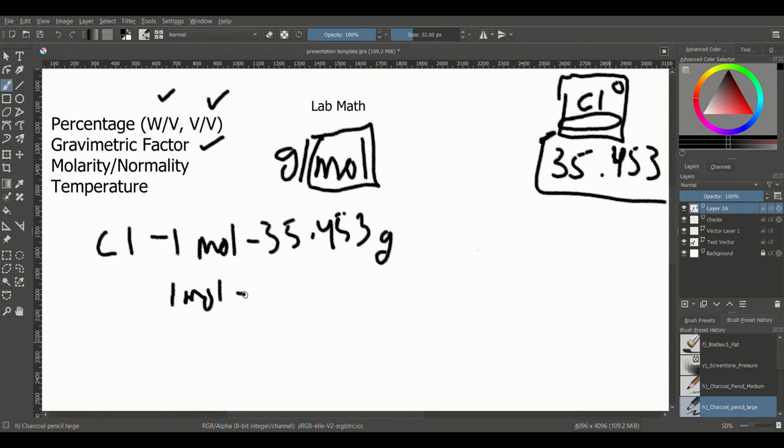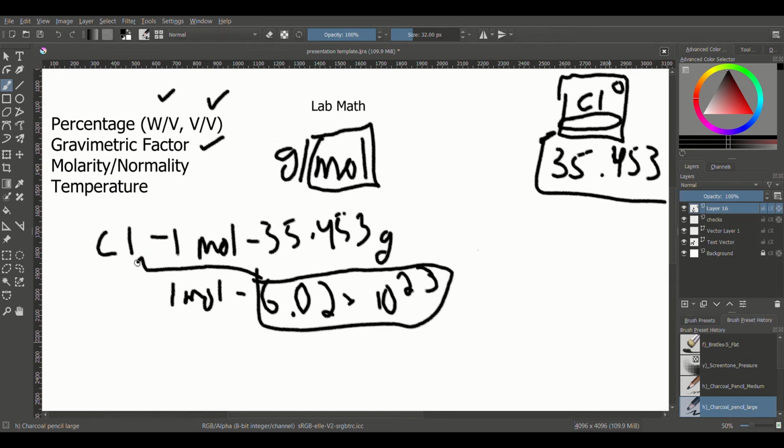is a number of atoms, and the number of atoms that we pick for everything in order to standardize it is Avogadro's number. You don't have to remember that, but it's 6.02 times 10 to the 23rd, which is just a really big number. That's a bunch of atoms. So this number of atoms of chlorine is 1 mole, and it weighs this much. So this many atoms of chlorine weighs 35.453 grams.